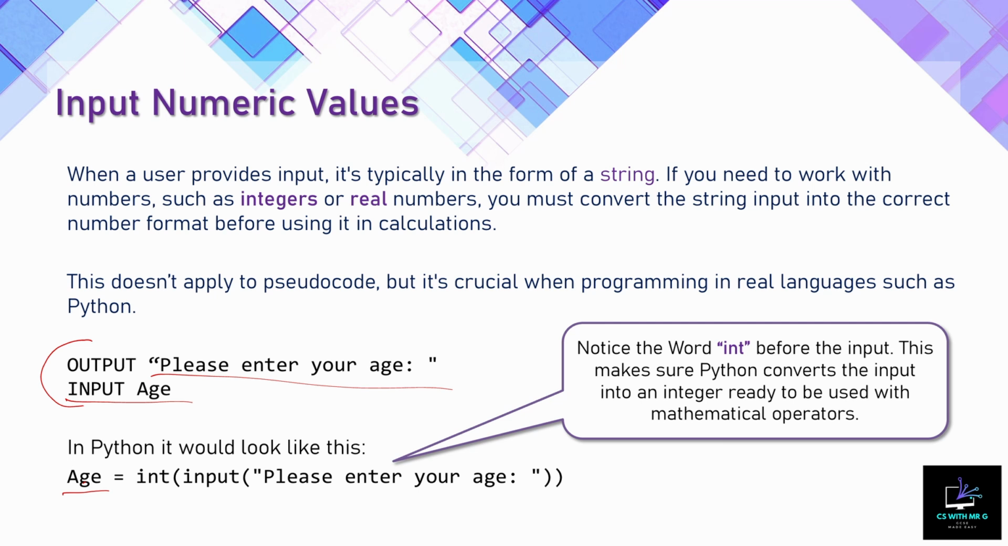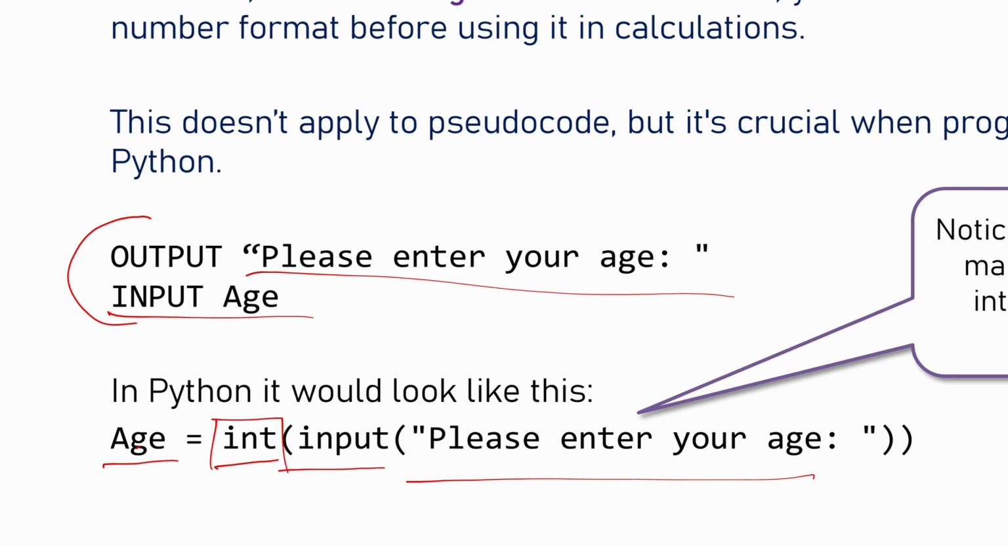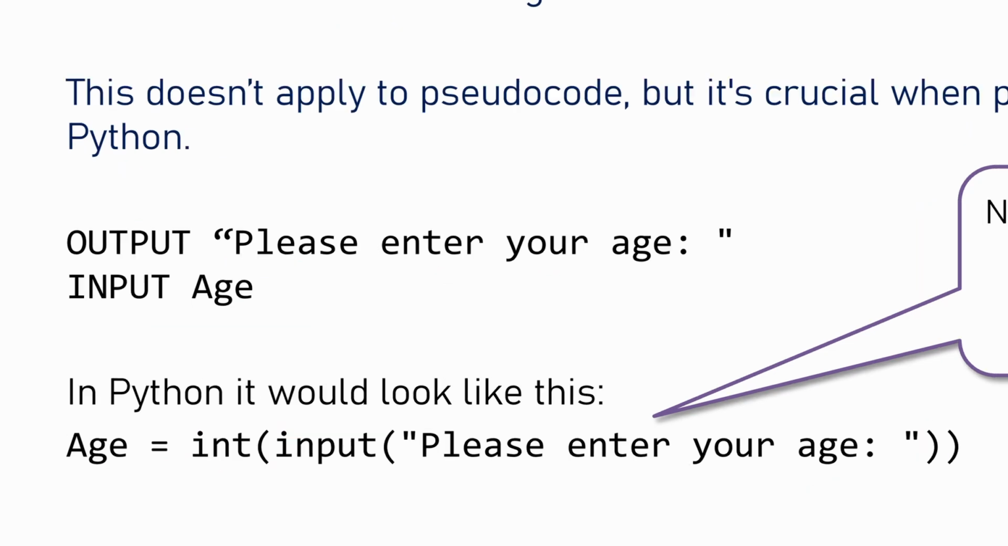Age equals int input, please enter your age. So what we've done here is we've added this word int, which tells Python that the input needs to be stored as an integer. Okay, if we take away this int, the brackets and this bracket at the end, this looks very similar to the example we've seen previously where we simply asked for the input of the name. But here what we've had to do is add this word int and add an extra set of brackets around the end. So this is something that you will get used to doing.